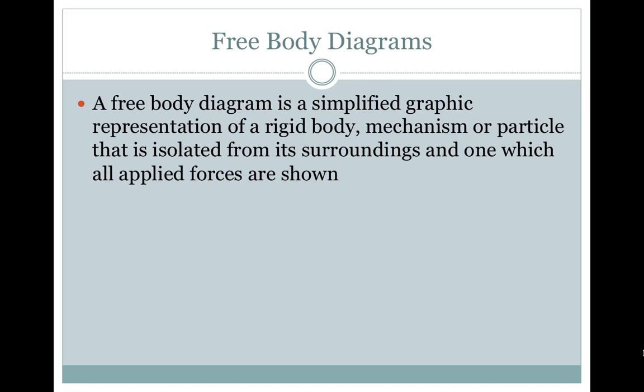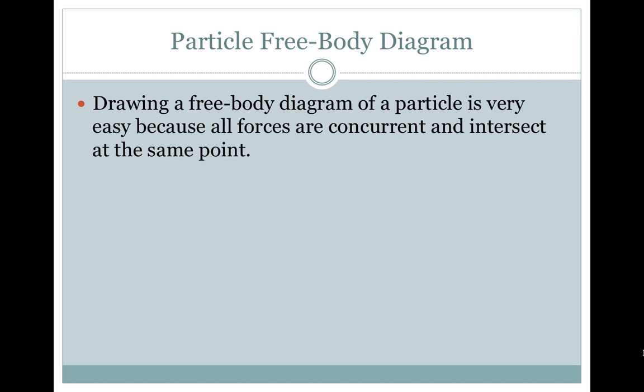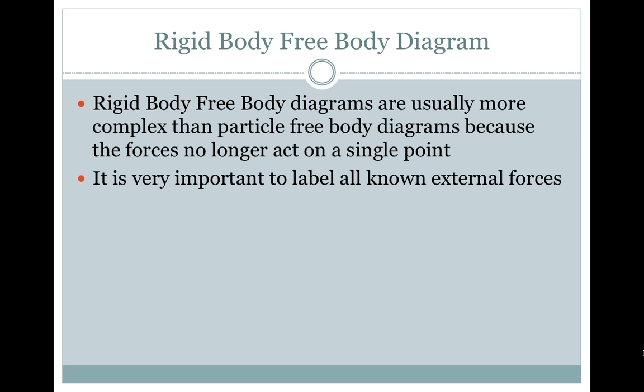Free body diagrams. A free body diagram is a simplified graphic representation of a rigid body, mechanism, or particle that is isolated from its surroundings and in which all applied forces are shown. Particle free body diagram. Drawing a free body diagram of a particle is very easy because all forces are concurrent and intersect at the same point. Rigid body free body diagram. Rigid body free body diagrams are usually more complex than particle free body diagrams because the forces no longer act on a single point. It is very important to label all known external forces.